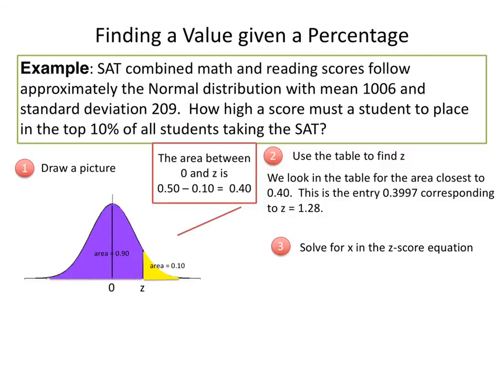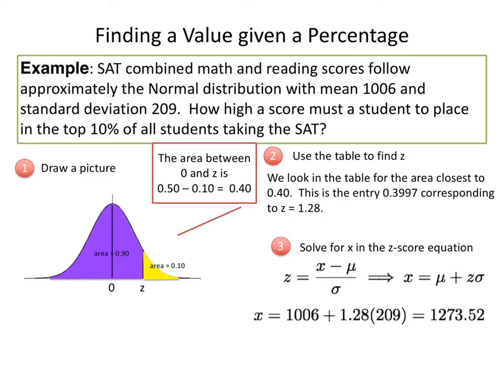So that tells me the z-score, but it doesn't tell me the SAT score that I need. So I need to use my z-score equation and solve for x. All right, so here's my equation. If I solve for x, I can rewrite it as x equals the mean plus z times the standard deviation. And I'm just going to plug in everything I know. So 1006 plus 1.28 times 209. And that should give you 1273.52.